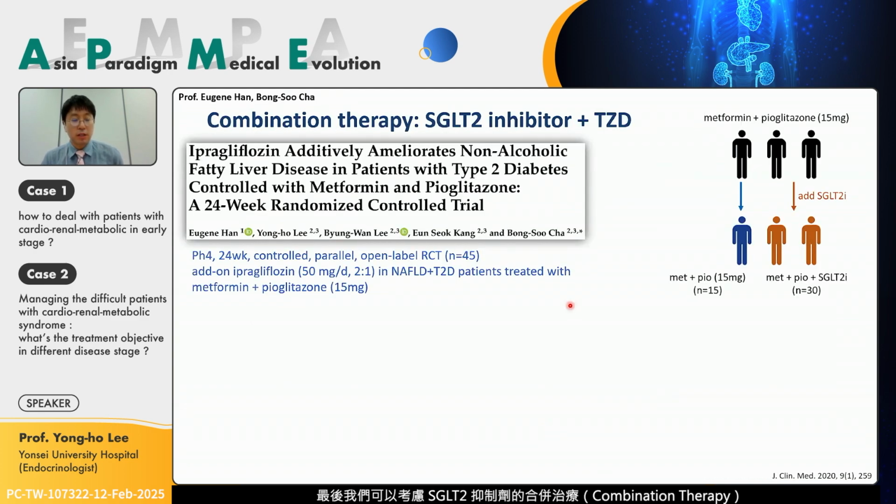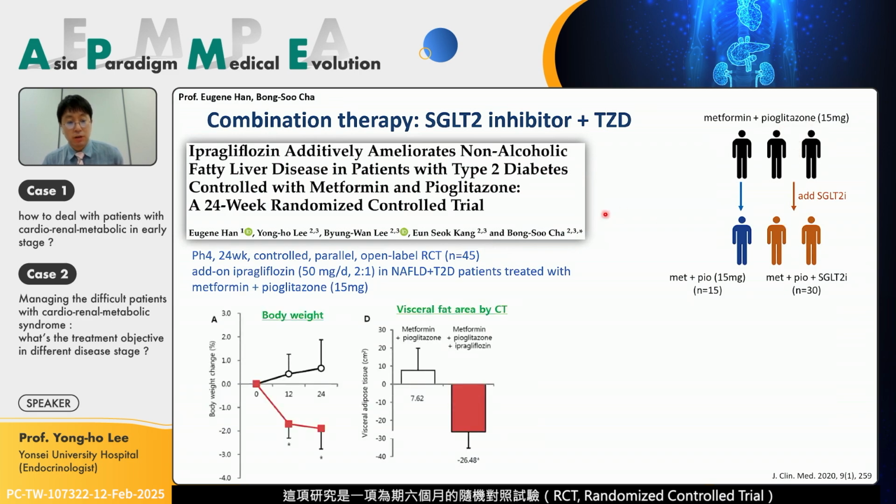Lastly, maybe we can use combination therapy with SGLT inhibitors, because recently the FDA approved one drug for MASH, but before that, only TZD was an effective medication for MASH. So maybe we can use an SGLT inhibitor with TZD. This was covered by our colleague, Professor Cha, and he used SGLT inhibitors in people already using pioglitazone and looked at the changes in liver status.